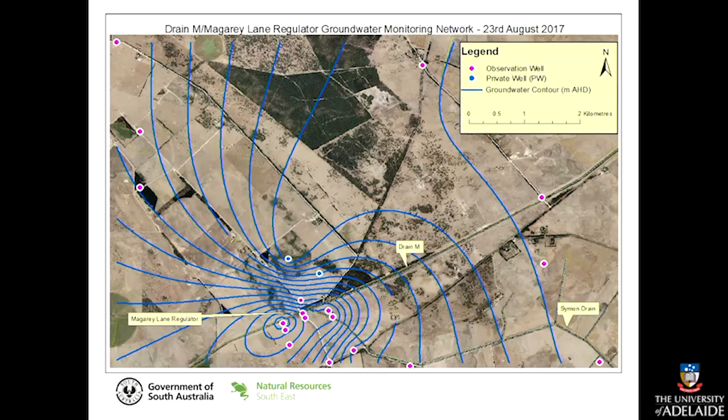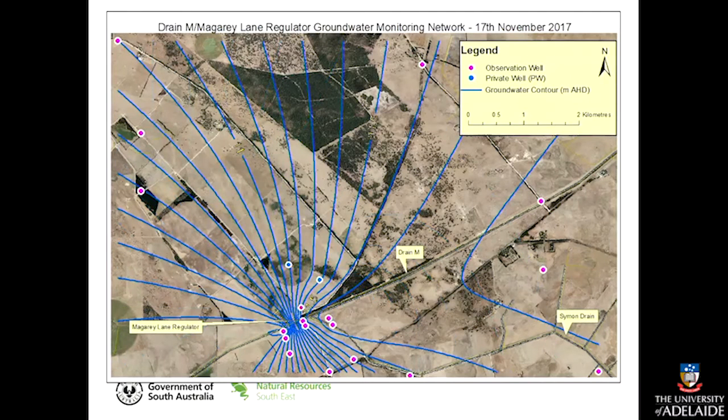Again, I can't show you all the maps, but this one's during winter, so you can see that there is a bit of a groundwater mound effect around the regulator. This one was after the regulator was shut, so you can see that the groundwater mounding has increased quite a bit, the level of the groundwater table, and it's really within real close proximity to that regulator, and it's affecting about 1.5 kilometres to the north, but then about 3 kilometres to the south.